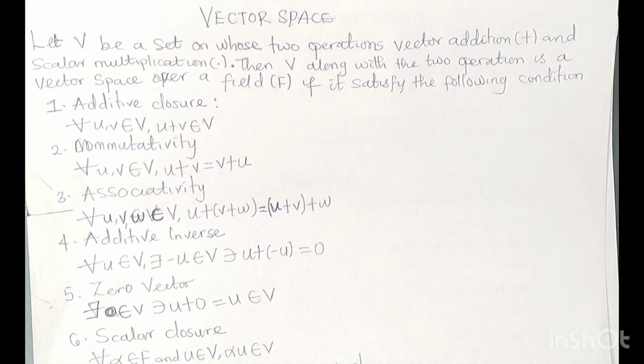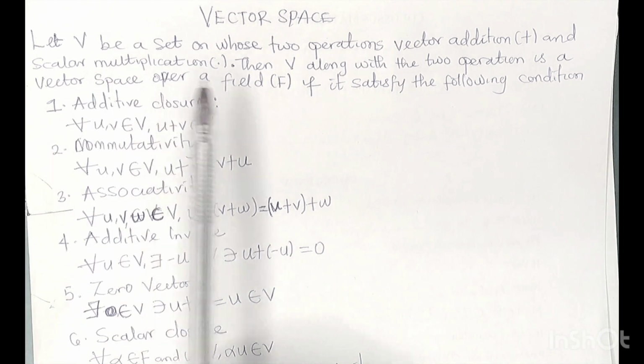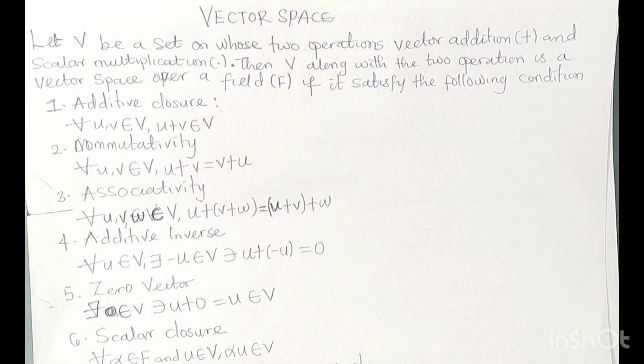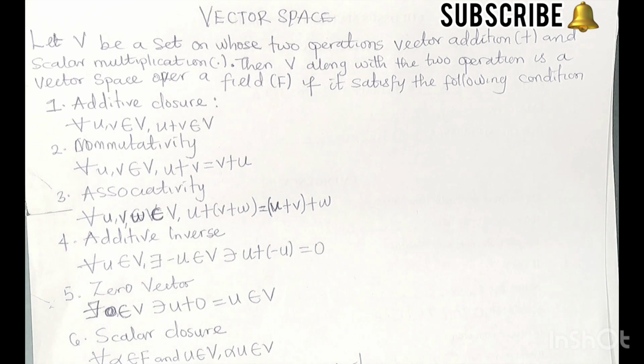In today's class, we want to talk about vector space. When do we say a vector is a vector space? Now, what is the definition? The definition states that let F be a set on whose two operations, vector addition and scalar multiplication, then V, that's the vector V, along with two operations, is a vector space over a field F if it satisfies the following conditions. So if we are told to define a vector space, there are 10 conditions that must be satisfied for it to be a vector space.